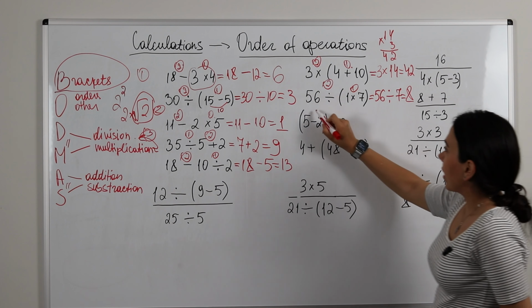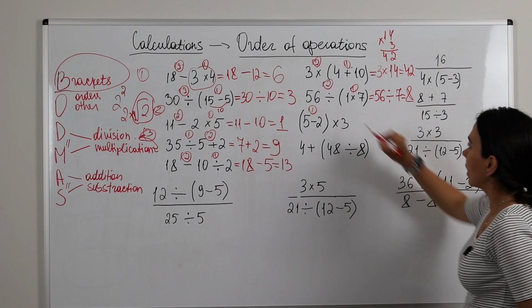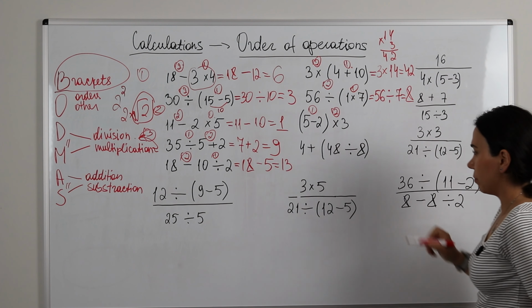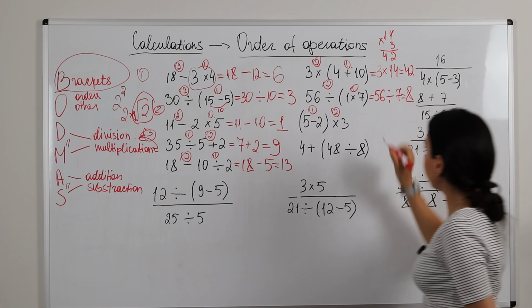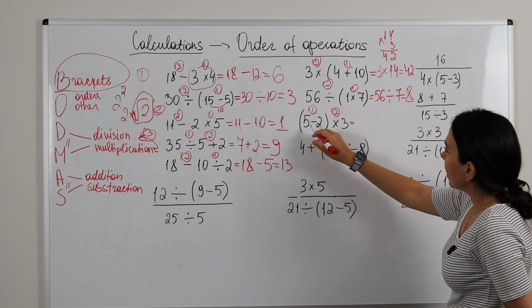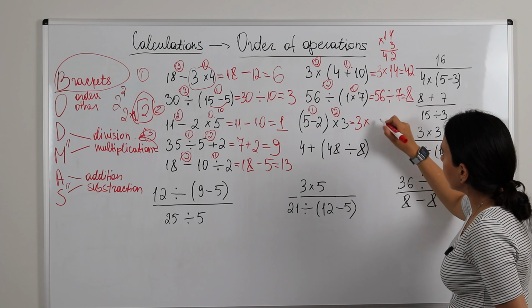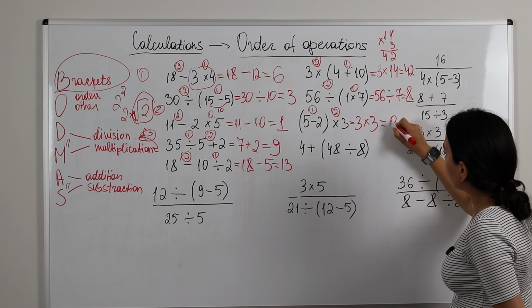Next, we have brackets first and second we have multiplication. Brackets come first, multiplication comes next. Equals 5 minus 2 is 3, which gives us 3 multiplied by 3, which gives us 9.